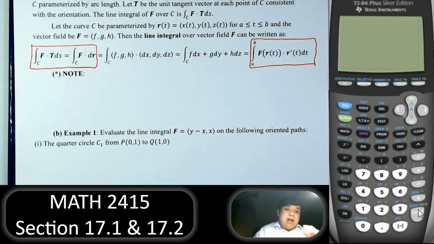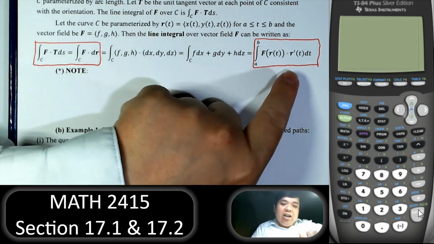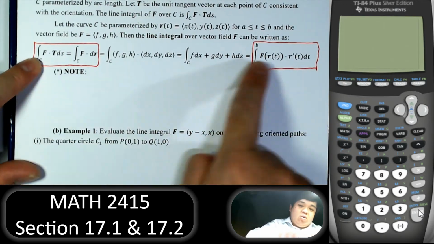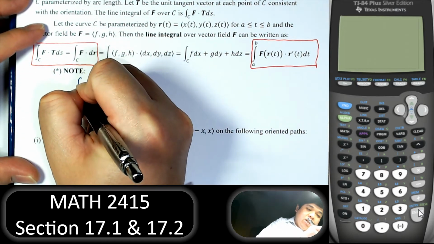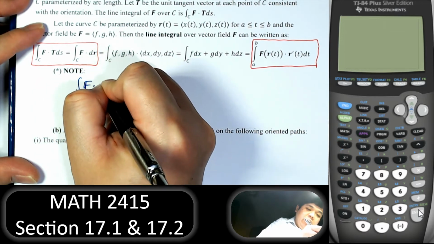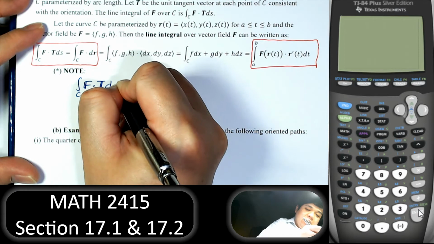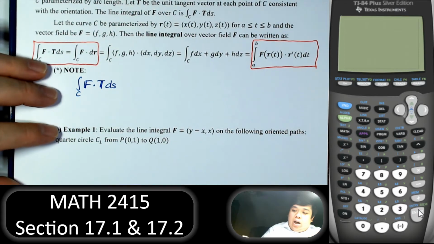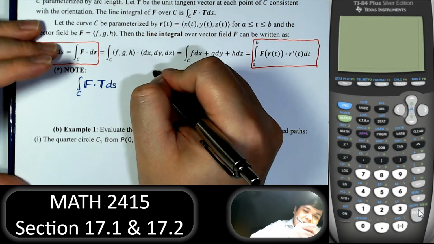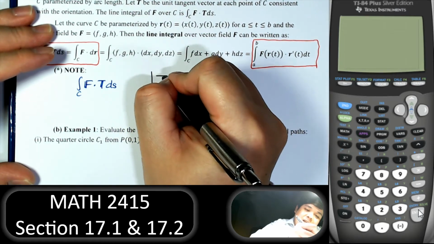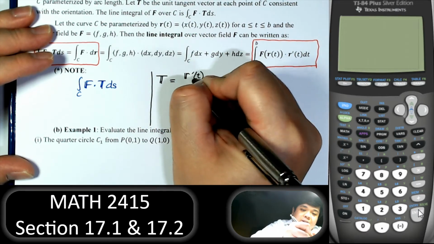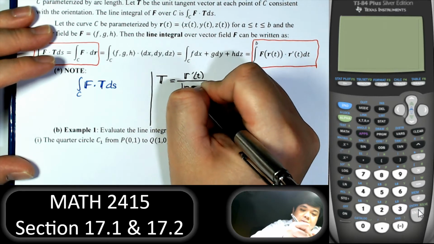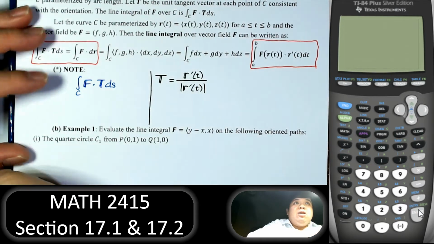Right, we'll get back to that in a minute. Now where do we go from here to here? I'm trying to prove from the first one to the last one. So first we start with the integral over C of the vector field dot the unit tangent vector ds. Now let's write each component. What do we have? T is the unit tangent vector, so we take the derivative divided by the magnitude. That gives us the unit tangent vector.